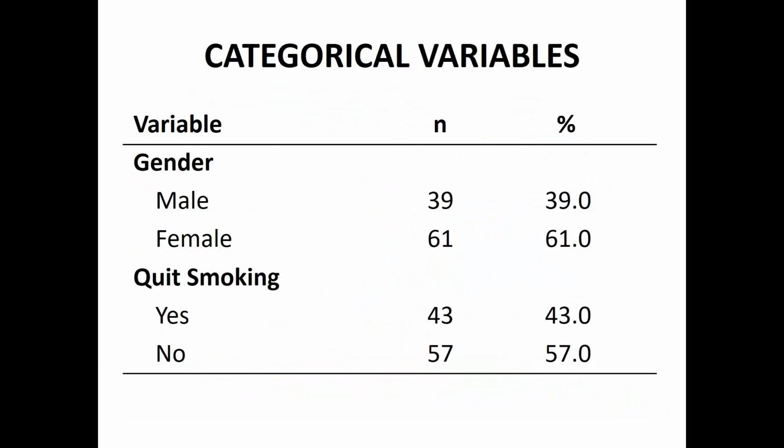Gender, it's getting close to two-thirds female, and quit smoking. So just about half the people quit smoking. Will these be the same half of the people that are in the intervention? We're going to find out. All right, so 43 quit, 57 did not.